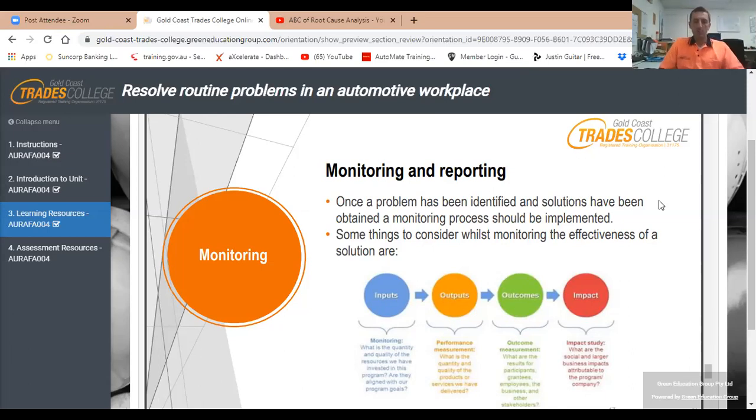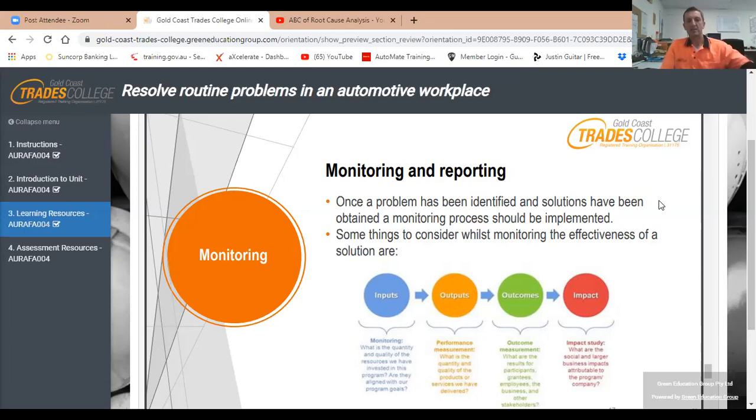So what are inputs? Well, inputs could be something along the lines of what resources are required to make that solution actually happen. Do we need to buy some more equipment? Do we need more staff? Do we need to change our policies? These are inputs or changes to an input.